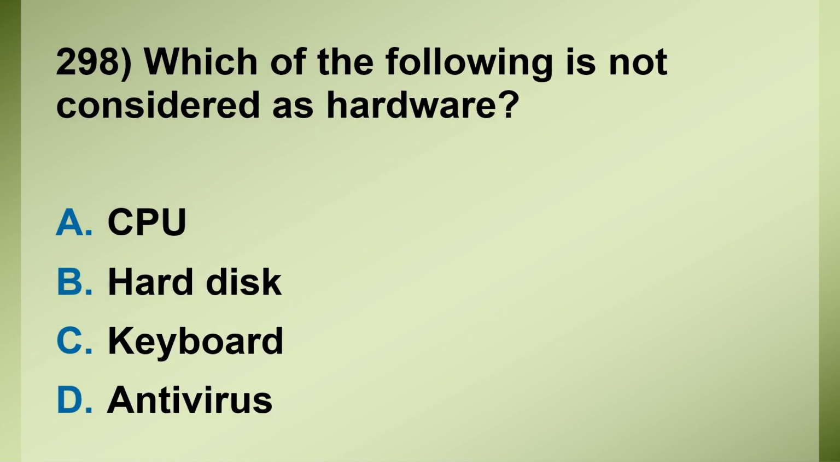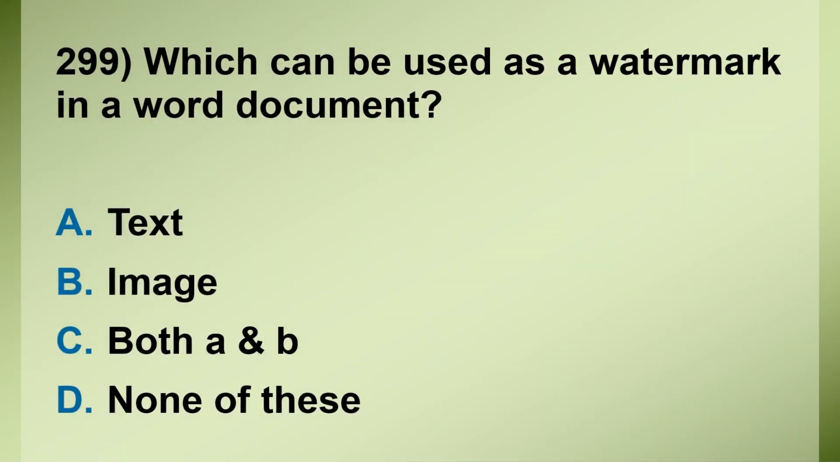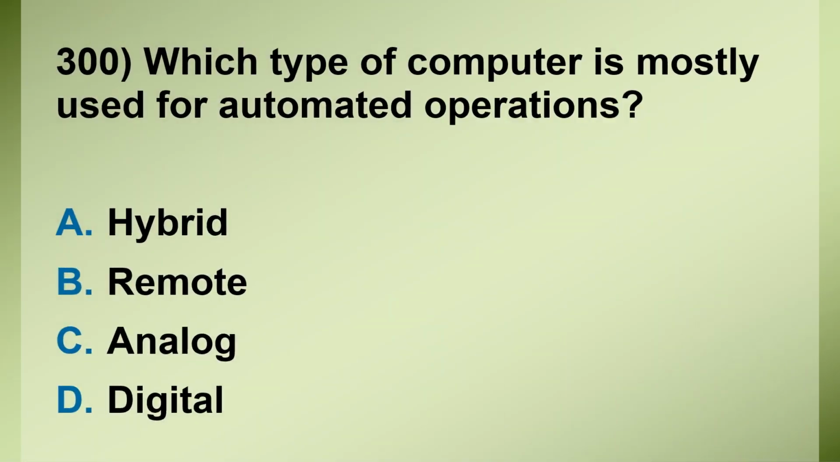Which of the following is not considered as hardware? That is antivirus. Which can be used as watermark in a Word document? We can use the watermark as text or image, that is both A and B. Which type of computer is mostly used for automated operations? That is hybrid computer.